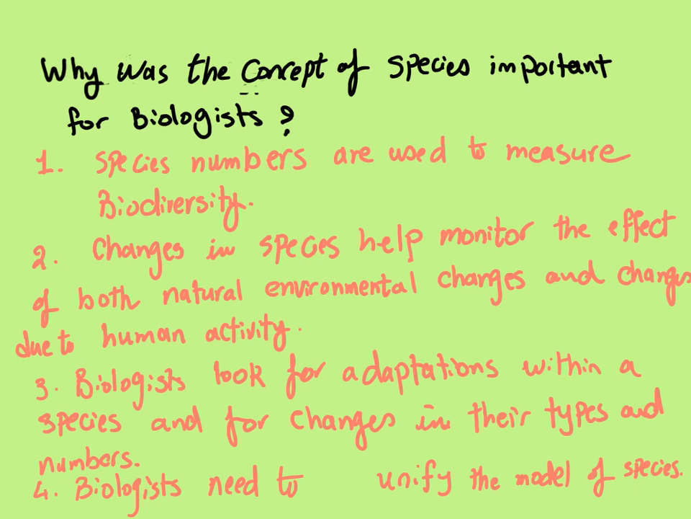Three, biologists look for adaptation within a species and for changes in their types and numbers. In any community, there are a number of species living together and interacting. If you have a species of living organism, we also need to know the behavioral patterns of the organisms: how they breed, how they reproduce, how they take their food, how they take care of their young. If you know the number of species and study their adaptations, we'll be able to know the changes that can happen in their types and in their numbers.